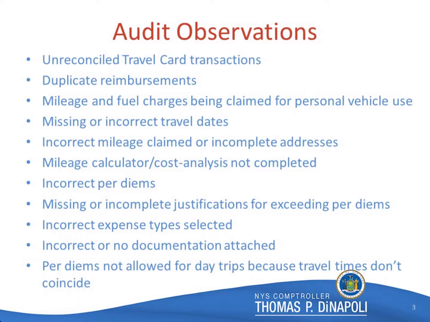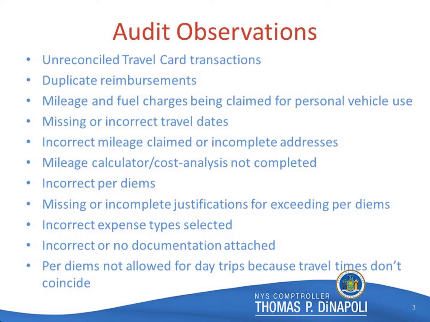Another are missing or incorrect travel dates. Travel dates should accurately reflect the beginning and end dates for each travel event, while the expense date should reflect the date each expense was incurred. Incorrect mileage claimed or incomplete addresses. Mileage claims must be calculated correctly and take into account the lesser of mileage rule. Addresses should be specific enough to identify the exact travel locations.